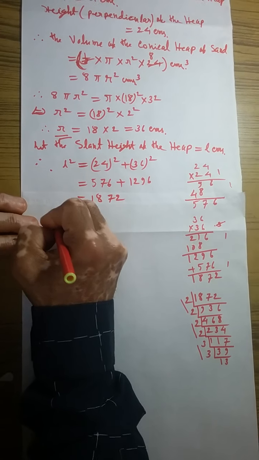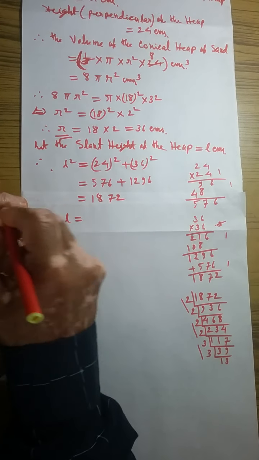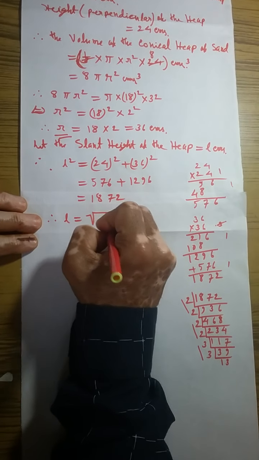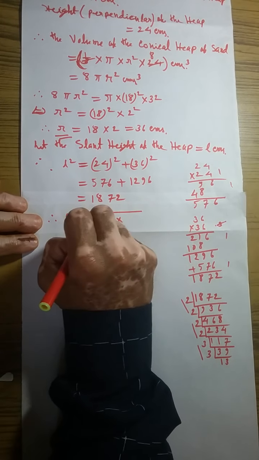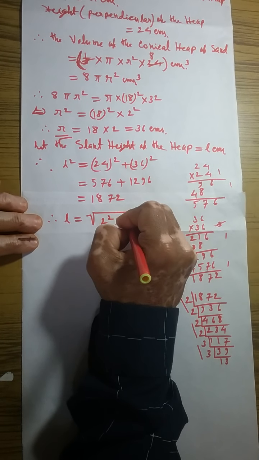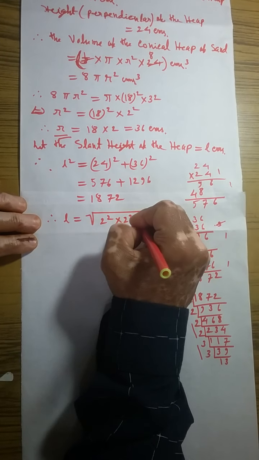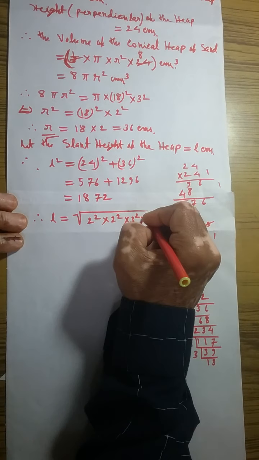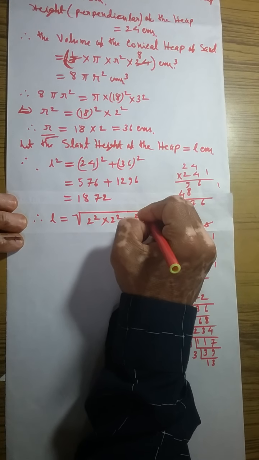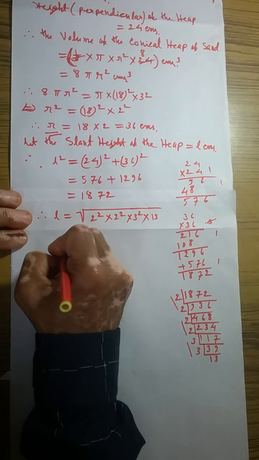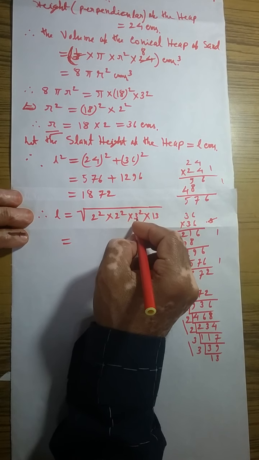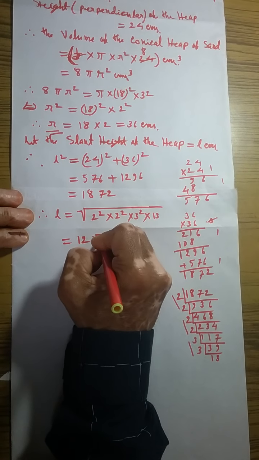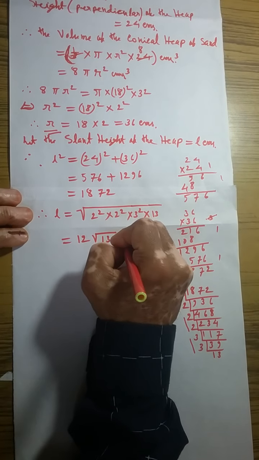So therefore L is equal to square root of 2 square into 2 square into 3 square into 13, which is equal to 2 2s are 4, 4 3s are 12, 12 square root of 13 centimeters.